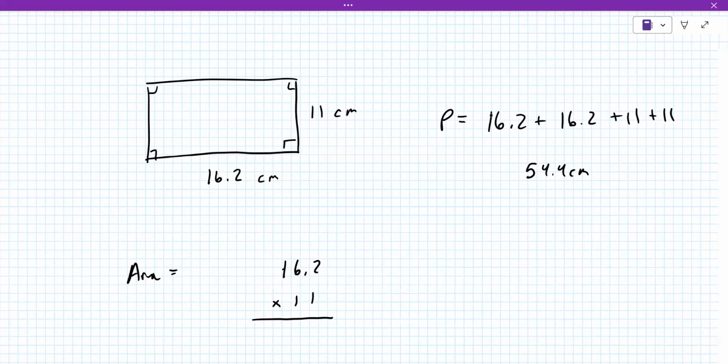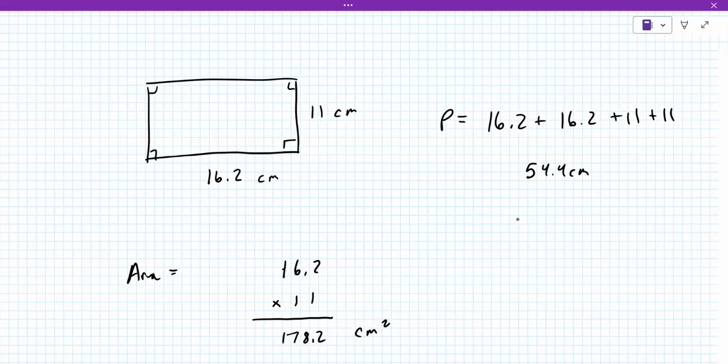Would it be 178.2? Say that one more time. 178.2. That does sound correct. Okay. Very good. What are the units of area? Centimeters squared. Oh, centimeters squared. Okay.